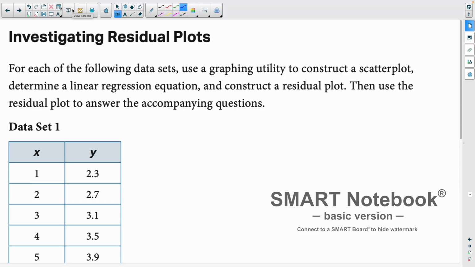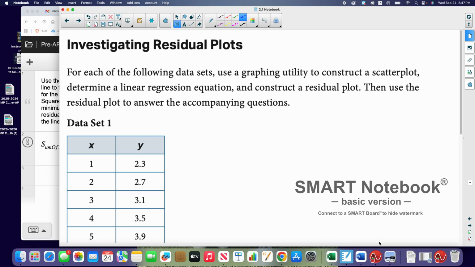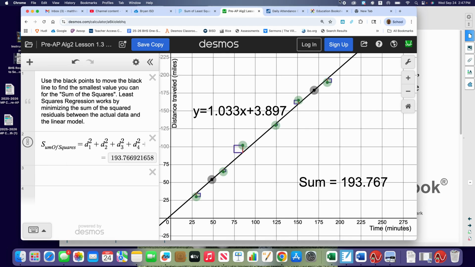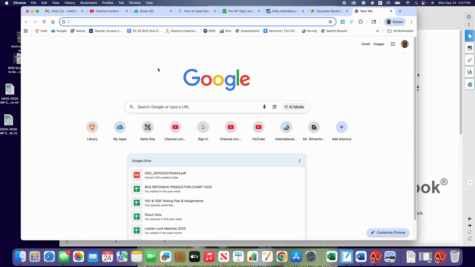So here we go. So I'm going to go to my Desmos. So I'm going to Google. I'm going to go open, and I'm going to do Desmos.